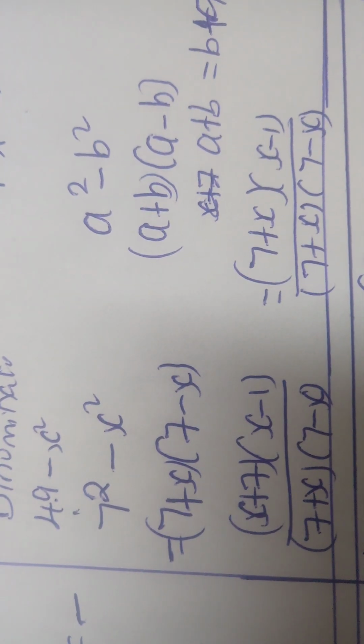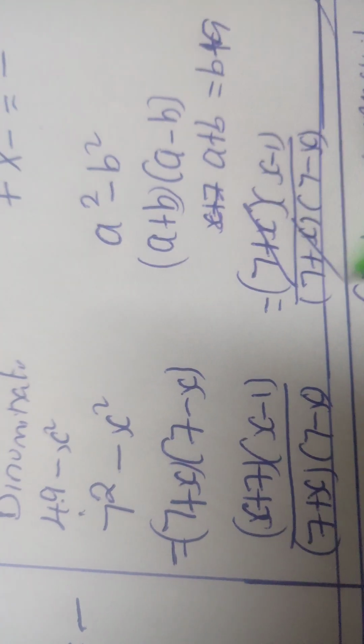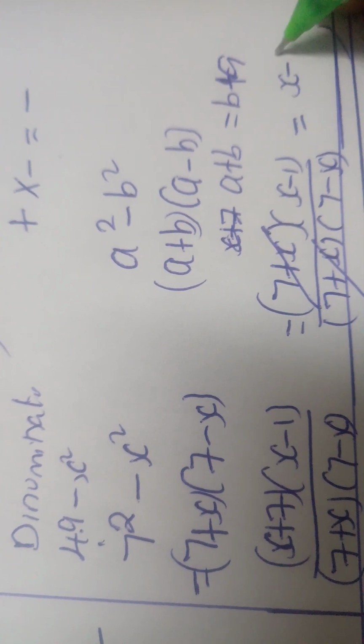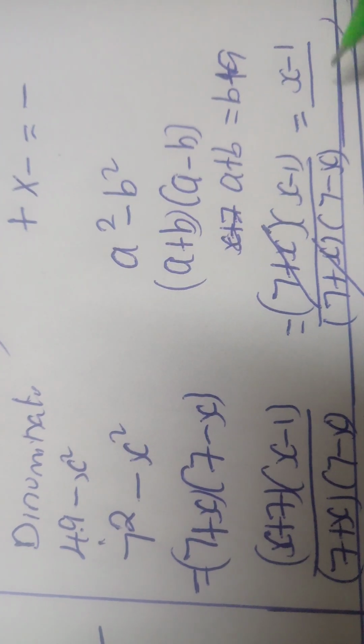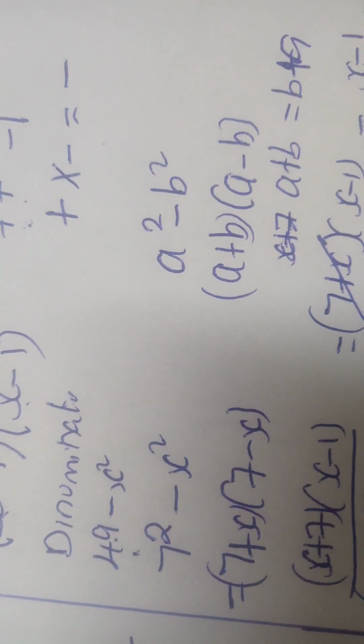We have seen some common factors. What are the common factors? We can cancel 7 plus x and 7 plus x. What do you remain with? The answer is x minus 1 all over 7 minus x. And that is our answer.